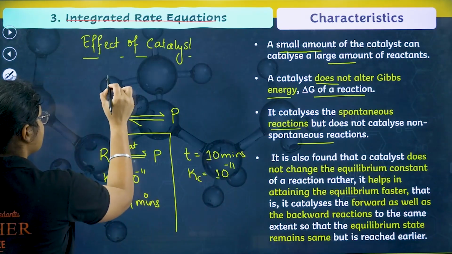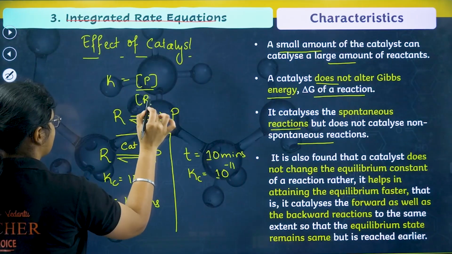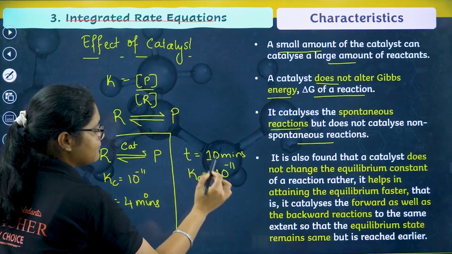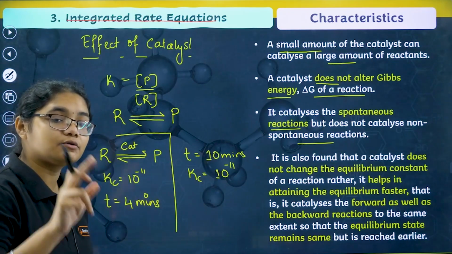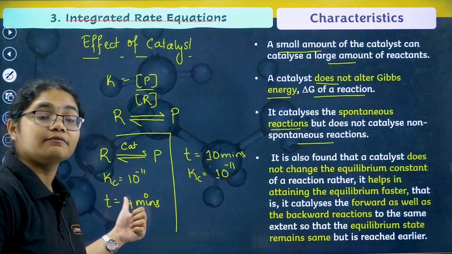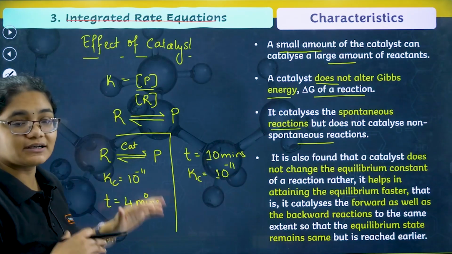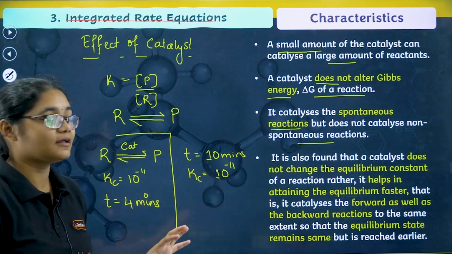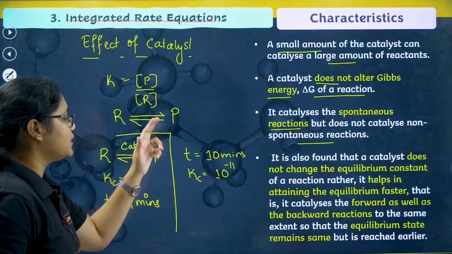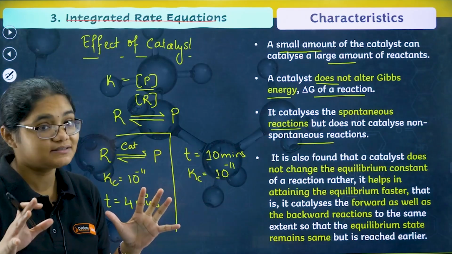What is the formula of the equilibrium constant? Concentration of the product by concentration of the reactant, right? Now after 10 minutes, what was the concentration of product and reactant? The same concentration could have been achieved with the catalyst within 4 minutes. So the formula of the equilibrium constant is independent of time. Whether it is 10 minutes or 4 minutes, it doesn't affect the K value. The only thing is the product concentration and the reactant concentration remain the same.